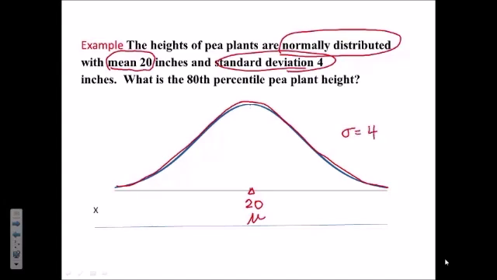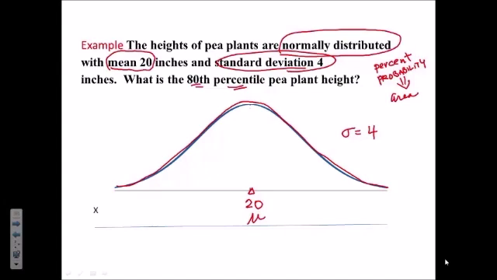And we're looking for the 80th percentile. If you see percentile or percent or probability, we should associate that with area under the curve. So we're looking for the 80th percentile pea plant height. We're looking for a certain area. Now, where is that area?